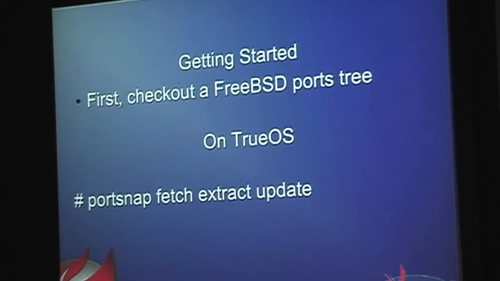So getting started. Getting this deployed is actually really easy. I'm just going to kind of walk you through it. Again, I want simplicity, so it's not going to be a lot of technical stuff here to get this running. On TrueOS, we're just going to need to fetch the FreeBSD ports tree. So portsnap fetch extract update, whatever. You know, some variety of that command, or if you want to pull from SVN, go for it.